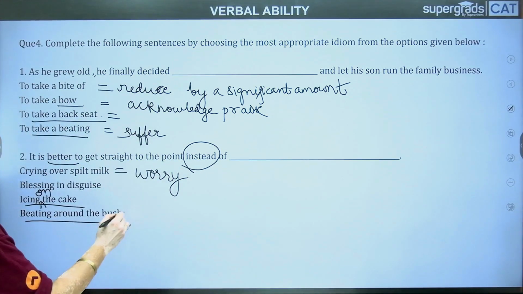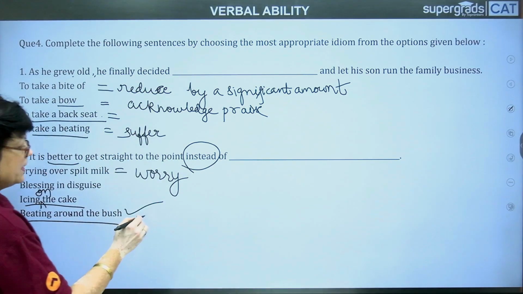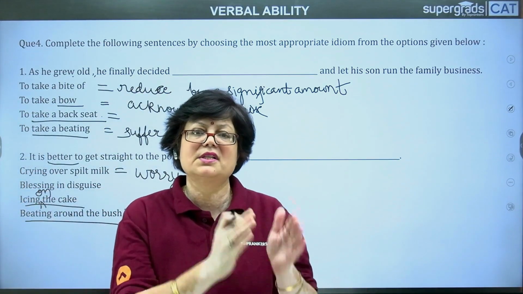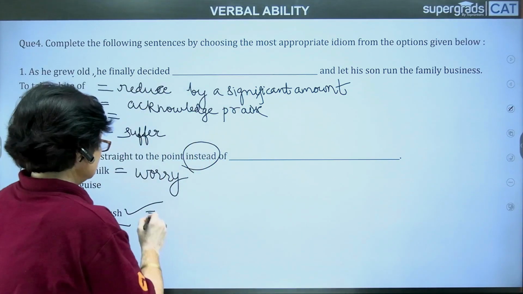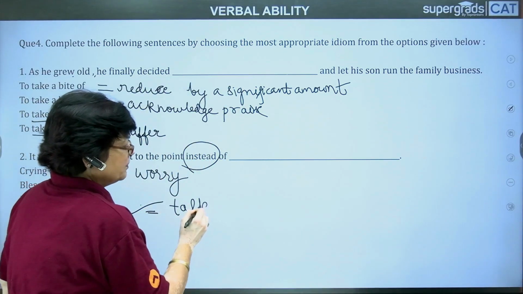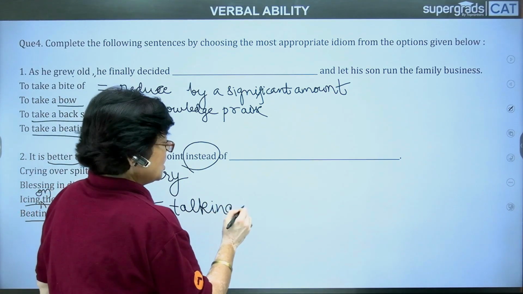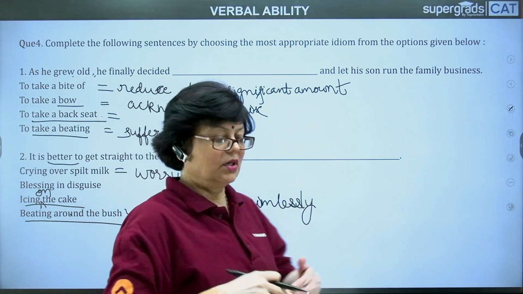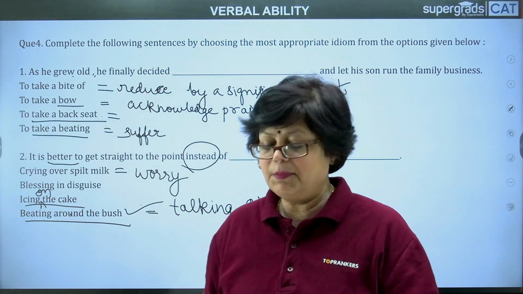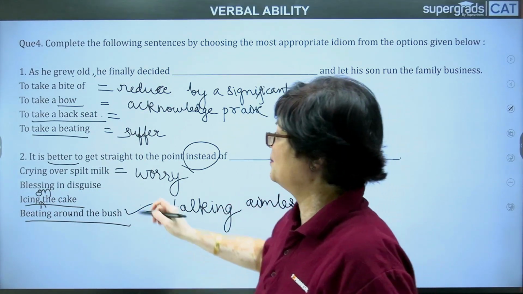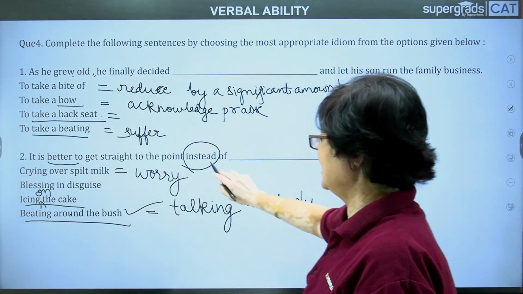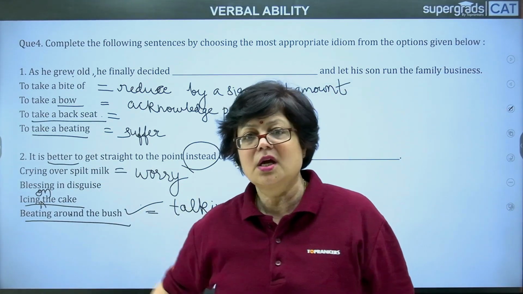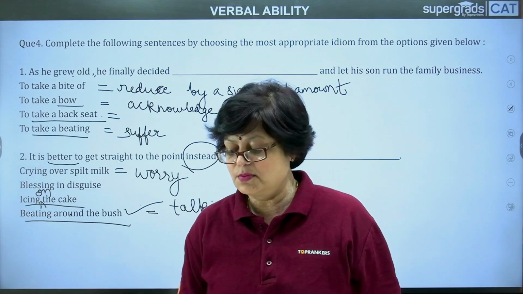Beating around the bush, this is the correct answer. Beating around the bush means just talking of general things and not talking about the point for which the discussion is happening, or you can say talking aimlessly, in a roundabout way. The things are being discussed, but the people are not coming to the point, and that is why the person says it is better to get straight to the point instead of beating around the bush. Not targeting the specific point.